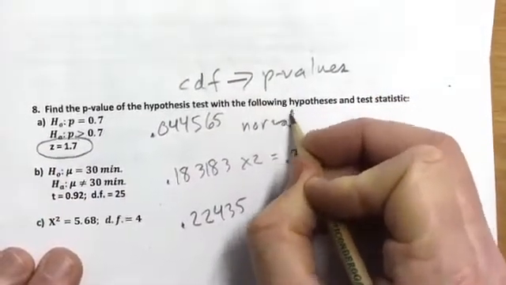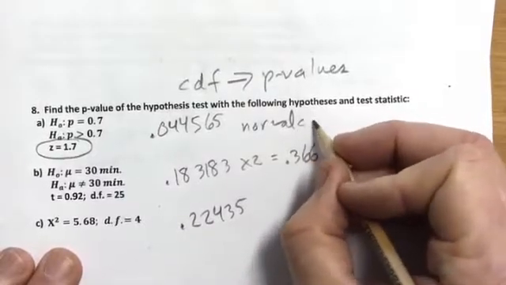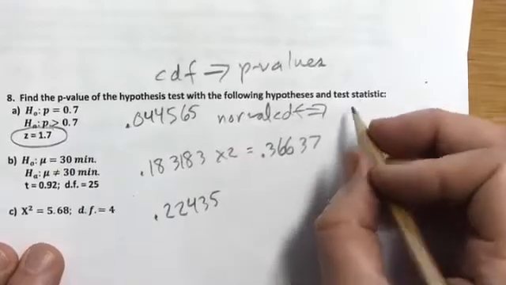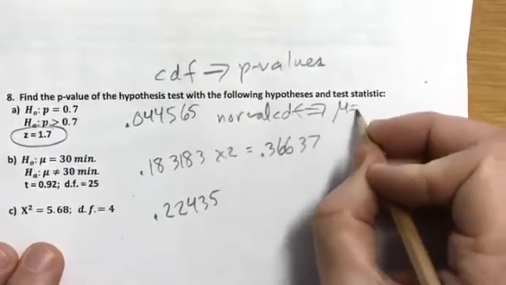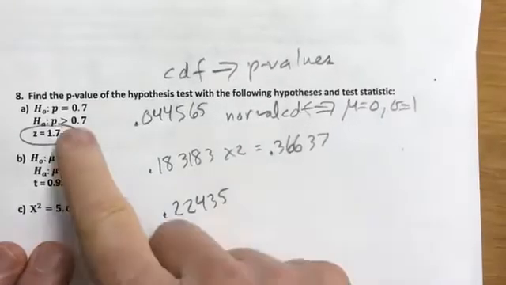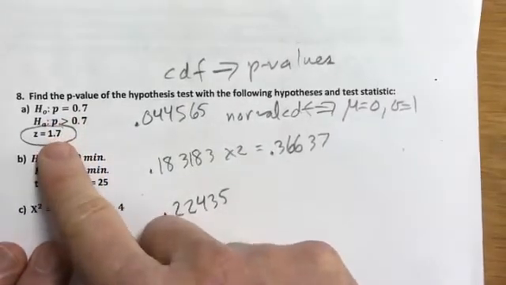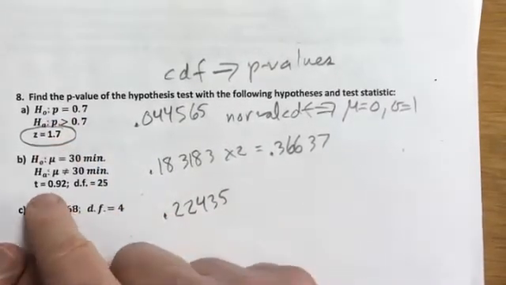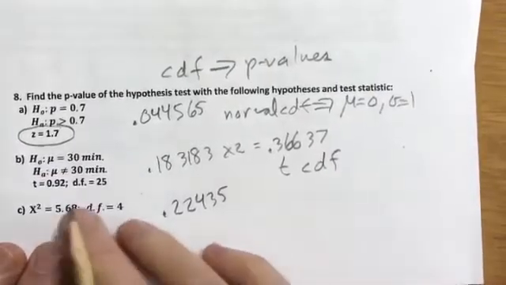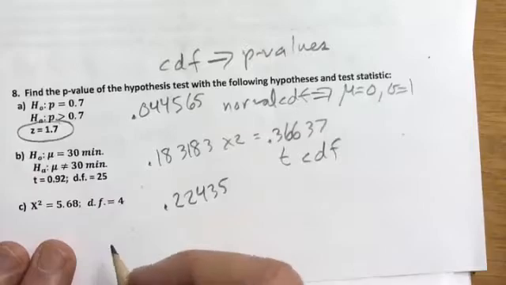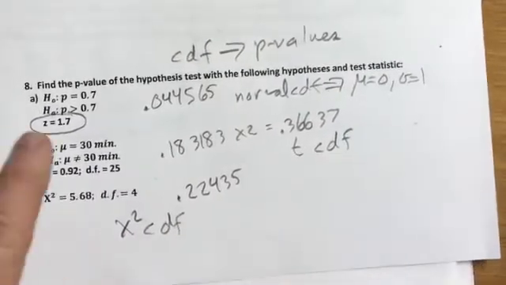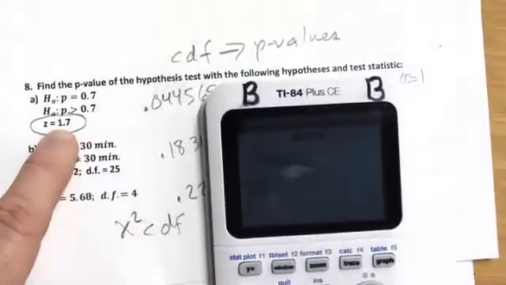Normal CDF. And if it's a z-test statistic, you're going to use mu equal to 0 and sigma equal to 1, okay? If you're given the z-test statistic, if you're given a standardized value. With a t, you're going to use t-CDF, okay? And you just have to enter the number and the degrees of freedom, which is given, and if it's chi-squared, guess what we're going to use? Chi-squared CDF.